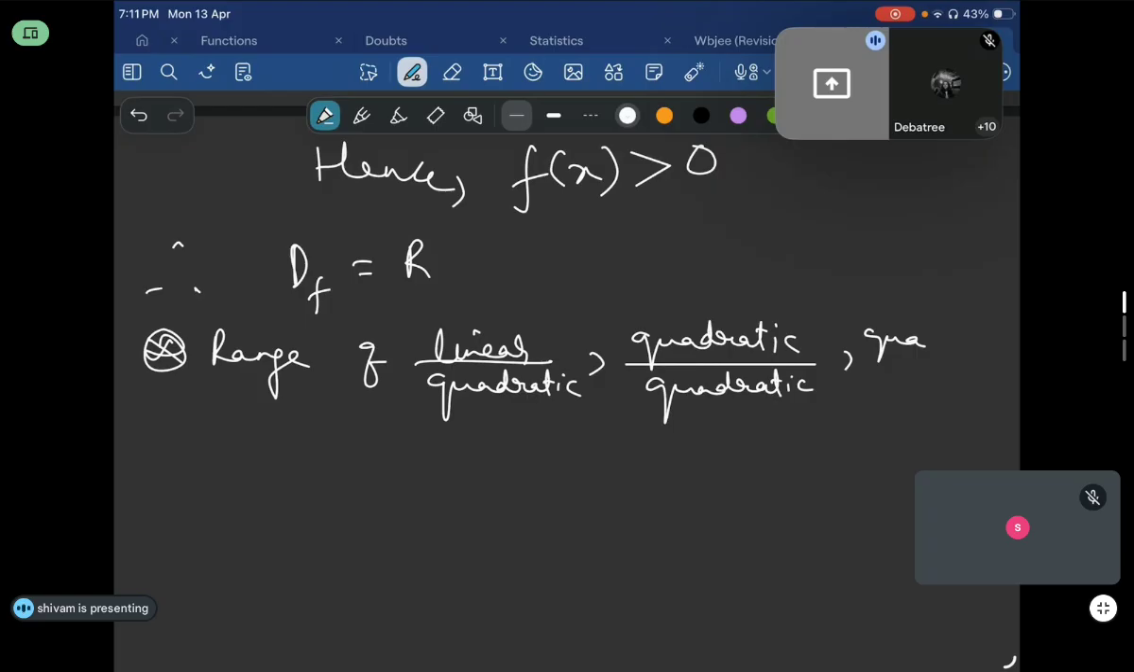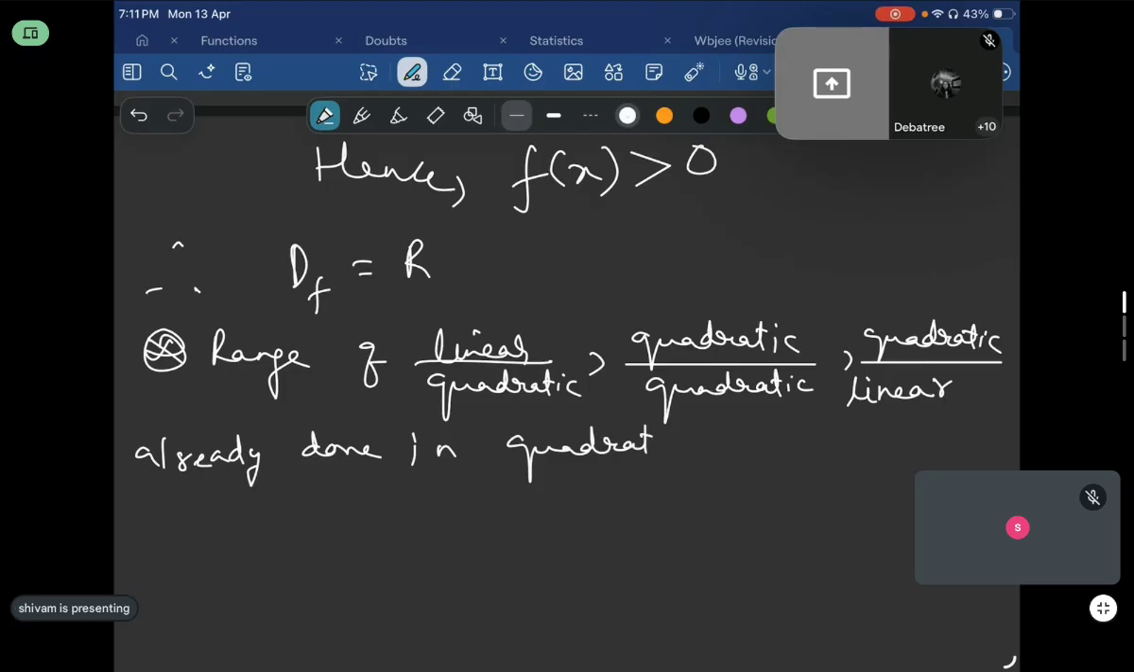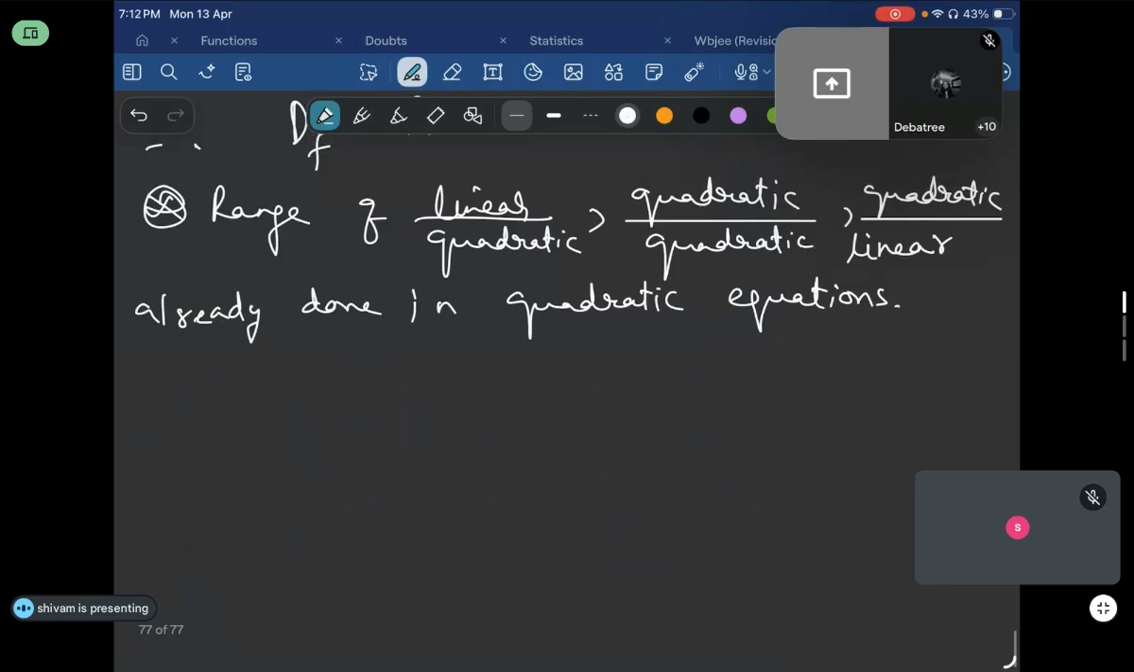Okay, quadratic by linear, already done in the chapter quadratic equations. If anyone needs the notes of quadratic equations, send me a text, I'll send you. Range of all these types of functions, I've already done it in quadratic equations.